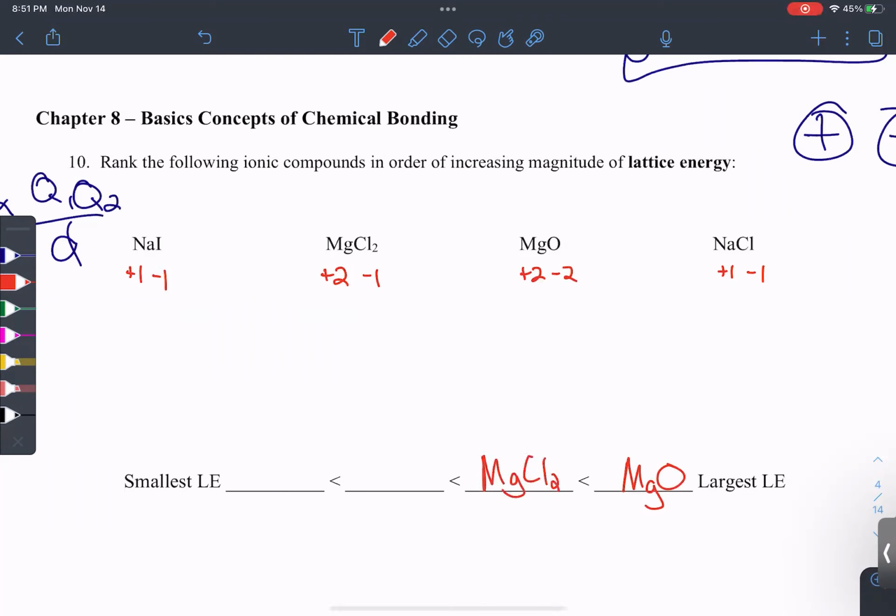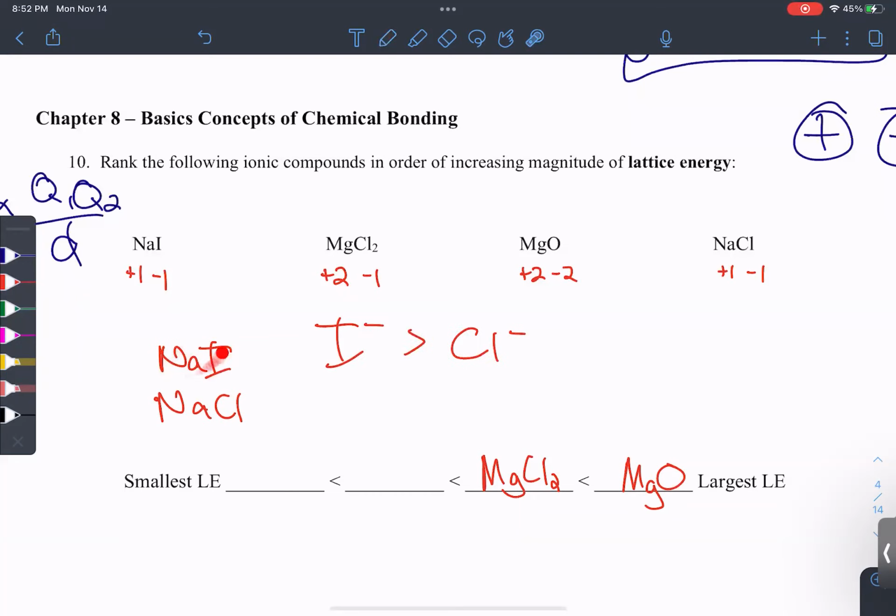MgCl2, yes. So last is sodium iodide and sodium chloride, but their Q1, Q2 is the same. I know they're the least, but I need to figure out the ordering here. So now that we arranged via Q1, Q2, now we look at size. So we're comparing NaI and NaCl. The sodiums are the same, right? Same size, but where it differs is the anion. Which anion is bigger? Iodide is bigger. So I- is bigger than Cl-.